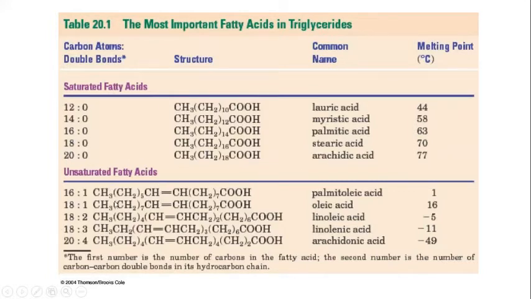So unsaturated fatty acids: having 16 carbons and one double bond, it is palmitoleic acid. Then 18 carbons and one double bond, it is called oleic acid. 18 carbons and two carbon-carbon double bonds, it is linoleic acid. 18 carbons and three carbon-carbon double bonds, it is linolenic acid. And 20 carbons and four double bonds, arachidonic acid. So these are common fatty acids found in our diet. Okay.